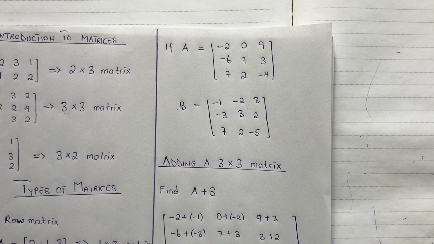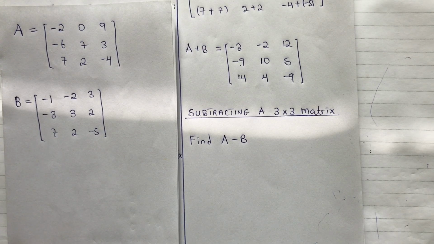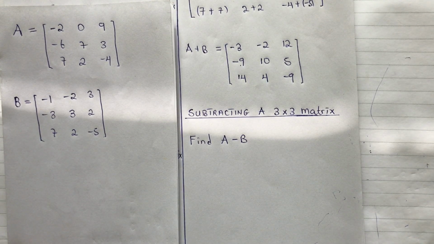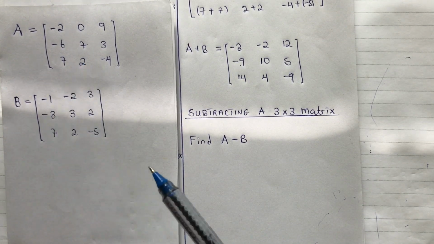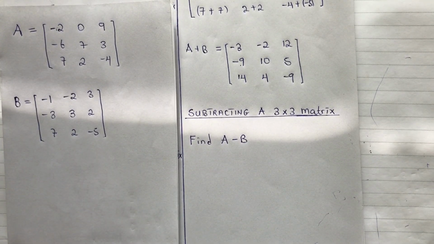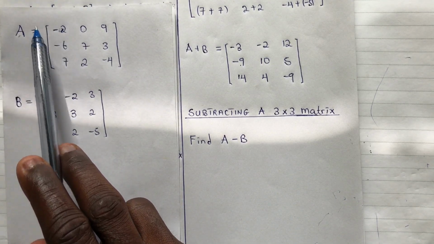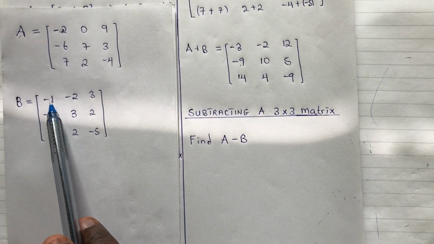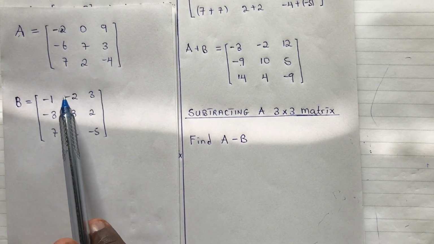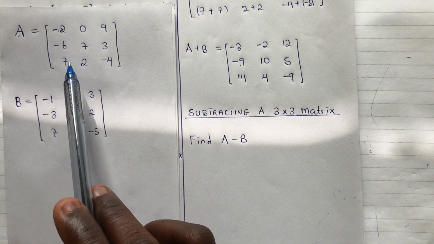So subtracting a 3 by 3 matrix. Okay, so we are subtracting A minus B. So I don't want to be shifting the paper, so I have A and B here. So let's look at that. So the first thing you need to do, pick the same way we added, that is the same way we will subtract. So pick this value, which is from A, subtract negative 1 from it. Pick the next value, subtract negative 2 from it. Pick 9, subtract 3 from it. And it continues like that.